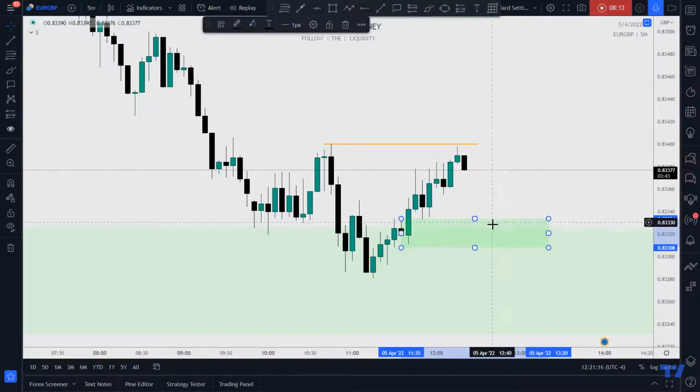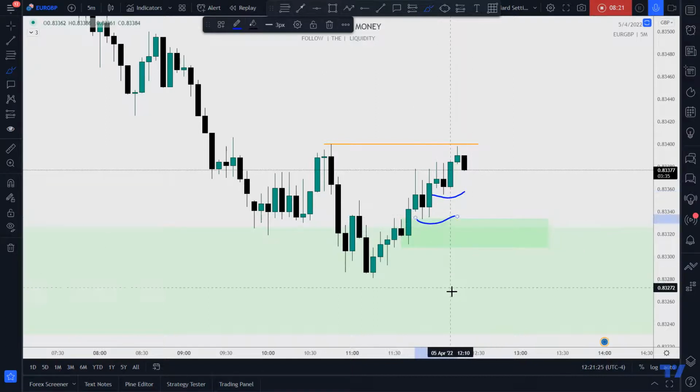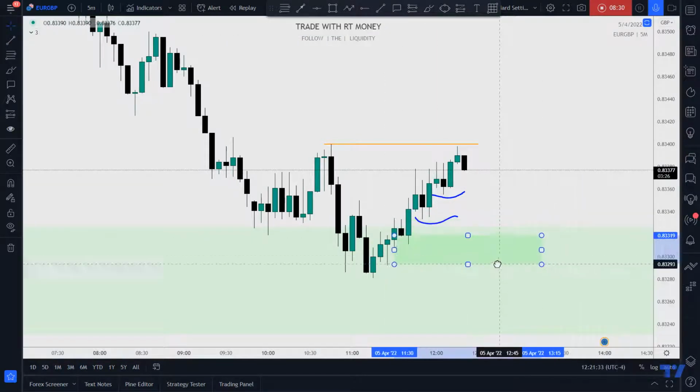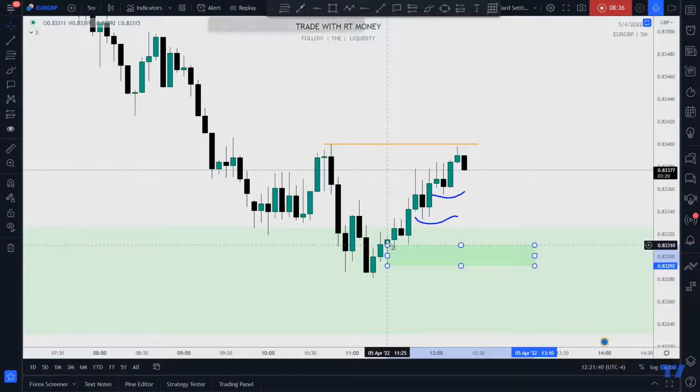All right, where would price come down to? I'm looking at these because of the efficient price movement. I'm looking at that low being taken. I'm looking at this low being taken, and I'm studying this area right here. If price comes back down, I'm looking at this right here. This is where I would be looking.